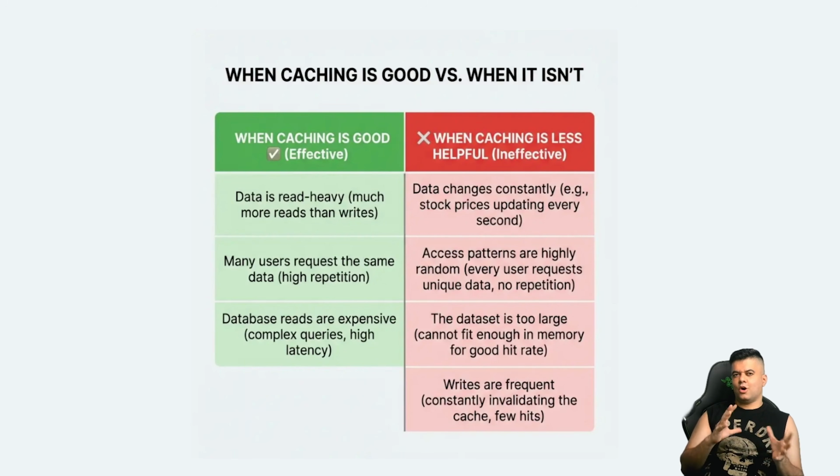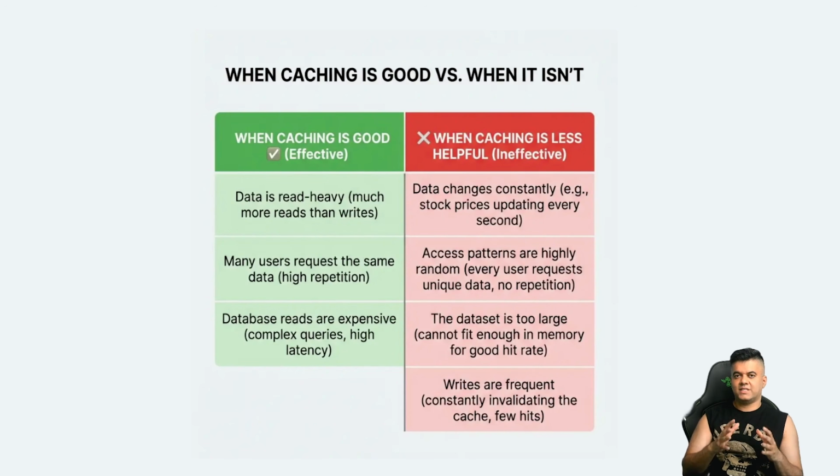But caching is not very helpful when the data changes constantly, like stock prices updating every second, or when access patterns are highly random. Every user requests unique data, so there's no repetition. And caching is also not a great idea when the dataset is too large because you can't fit enough of it in memory to get a good hit rate. And caching can also be a problem when writes are frequent because you're constantly invalidating the cache, so you're not getting many hits.